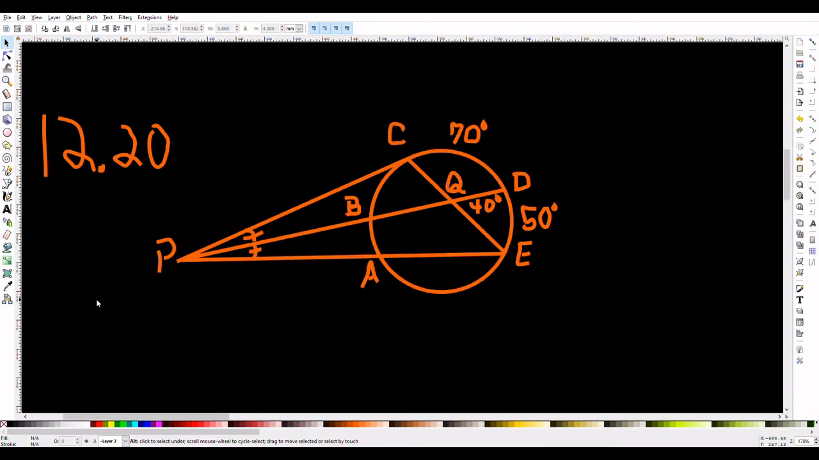Alright, so moving on. Problem 12.20. Read that out loud to yourself and draw the figure. Don't wait for me to explain it. First, draw the figure yourself.